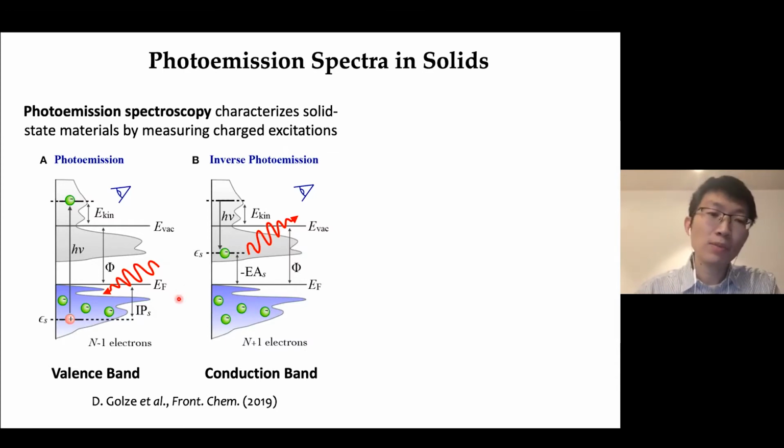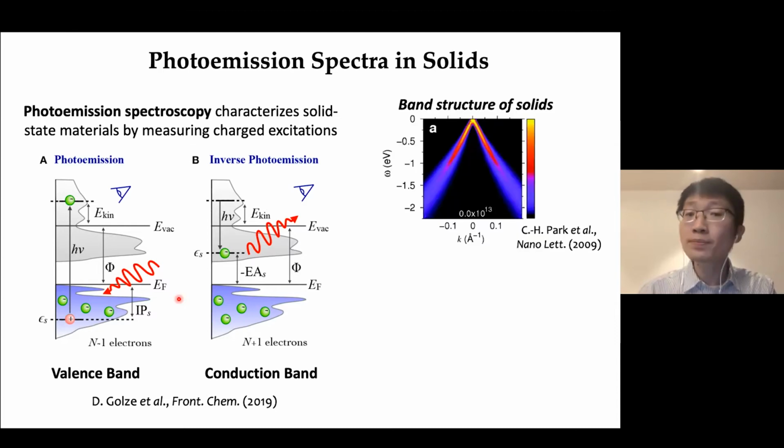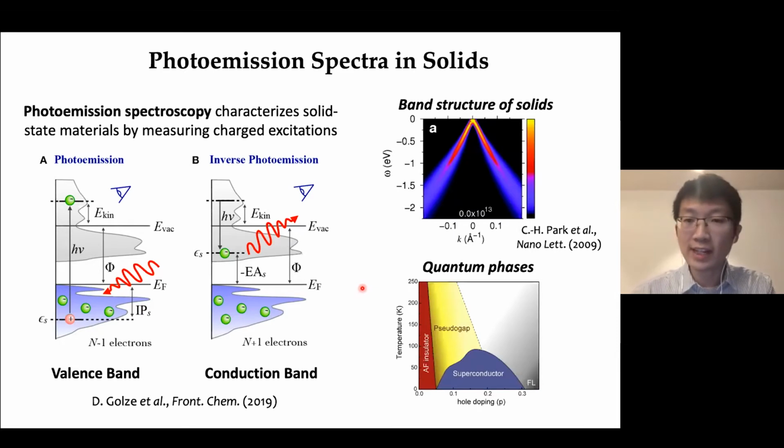spectroscopy, by removing and adding electrons to the material sample, one can measure the energy levels of the valence band and conduction band of a given material, so that we can understand the band structure of a given solid, which is probably one of the most important electronic properties of a material. And it's also critical for us to understand exotic quantum phenomena in correlated solids. For example, phase diagrams in the famous cuprate superconductors.